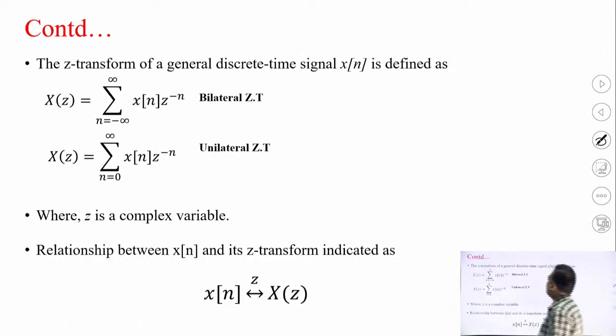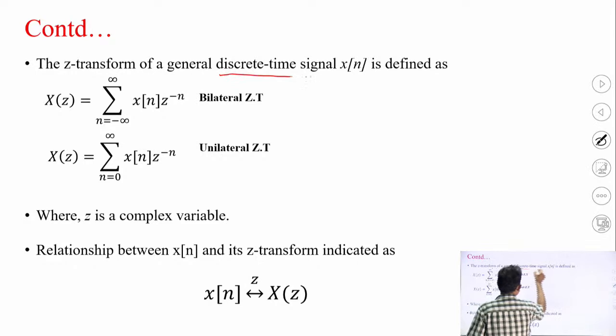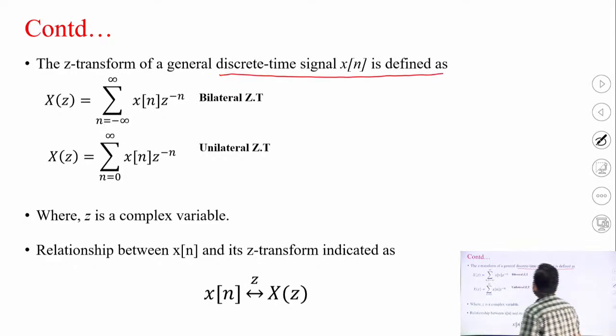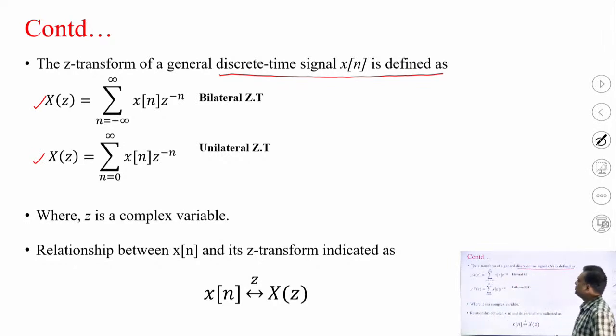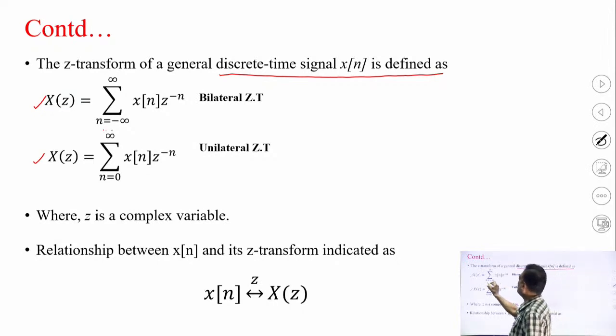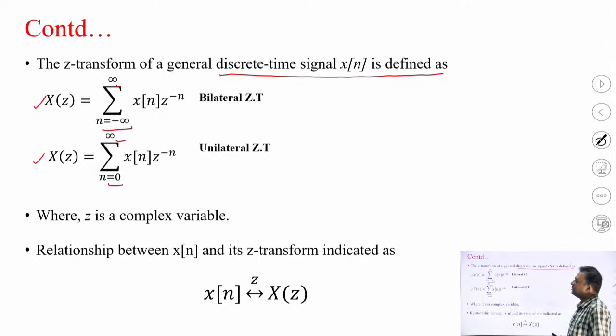So basically, if we have a discrete time signal which is represented as x[n], it is defined by the formulas, like this is for the bilateral Z transform and this is for the unilateral Z transform. So you can see here the expressions are the same, x[n] into z to the power minus n, but you can see the limit in the summation. Here the limit is from minus infinity to infinity, and here the limit is from 0 to infinity. It means here we are taking only the positive values of the signal, and here we are taking both negative and positive values of the signal.